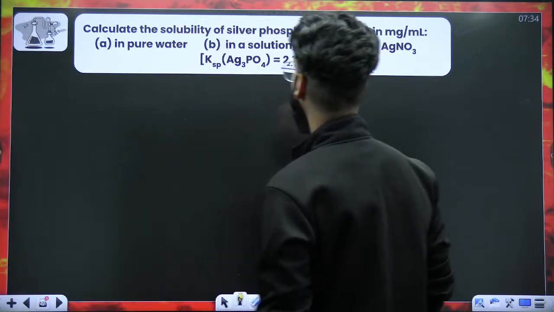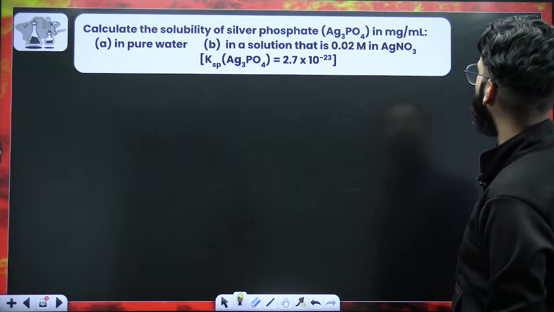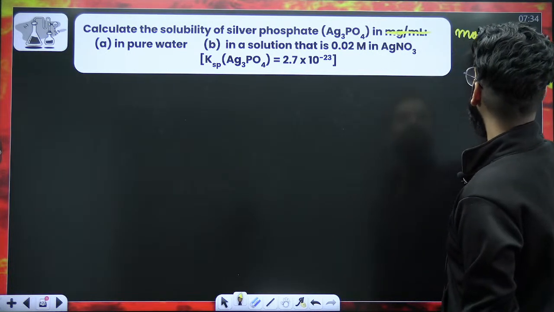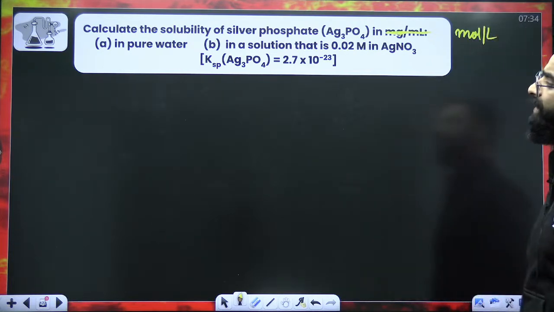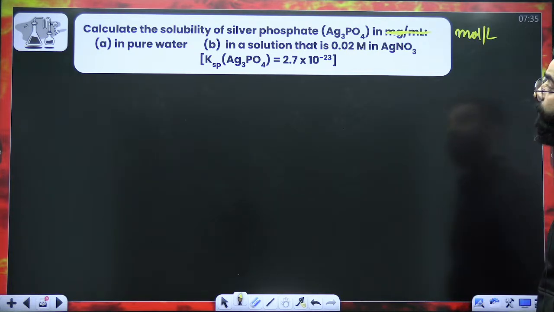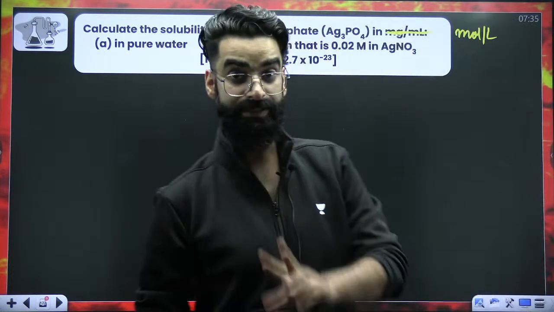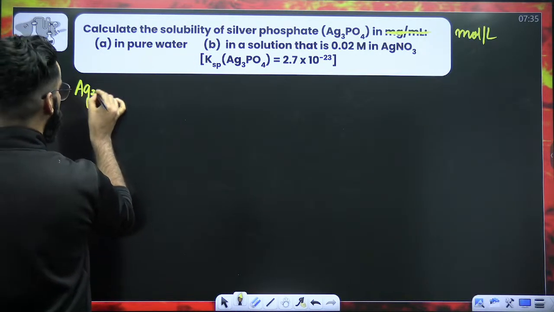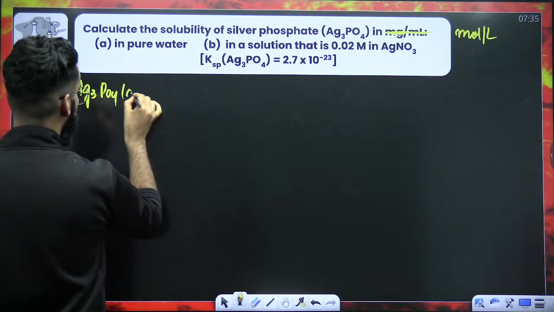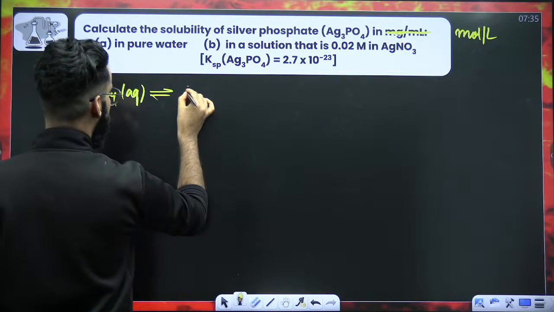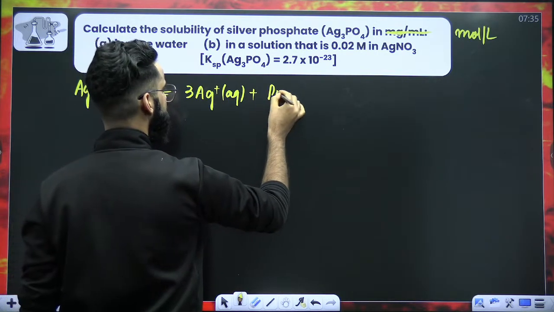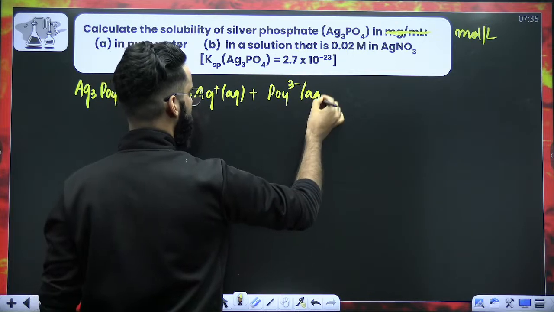Okay, one more question. Calculate the solubility of silver phosphate in milligrams per milliliter. It will be a lot of calculation, calculated in moles per liter first. First question, in pure water. Second question, in a solution that is 0.02 molar in AgNO3. So these are two questions. First of all, we have to calculate the solubility of silver phosphate, Ag3PO4. In water, how does it undergo dissociation? 3 times Ag positive aqueous plus PO4 tri-negative aqueous, right?